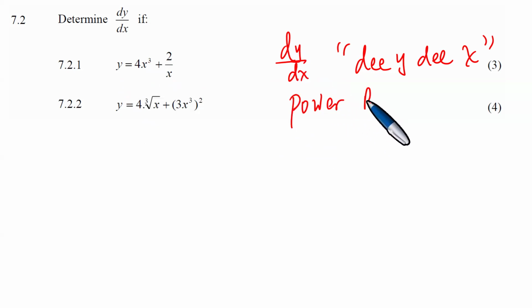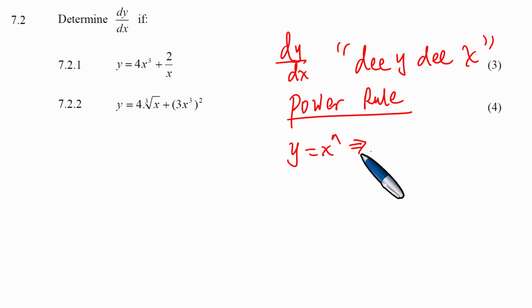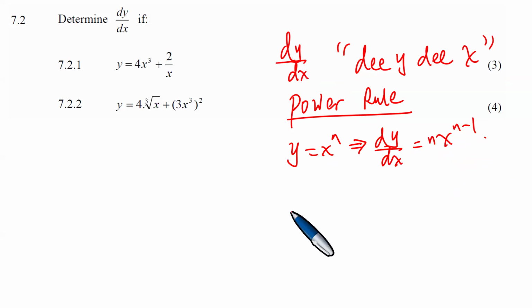We use a rule we call the power rule. What is the power rule? The power rule says y equals x to the power n will therefore imply dy/dx equals nx to the power n minus 1. This is called the power rule.